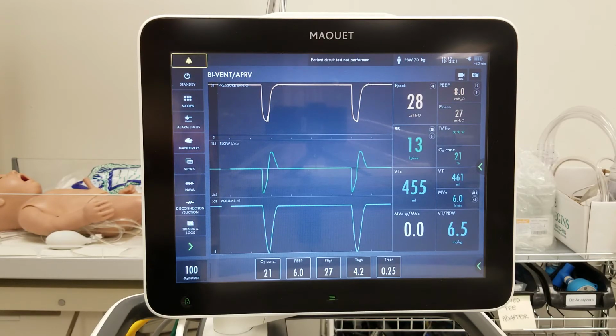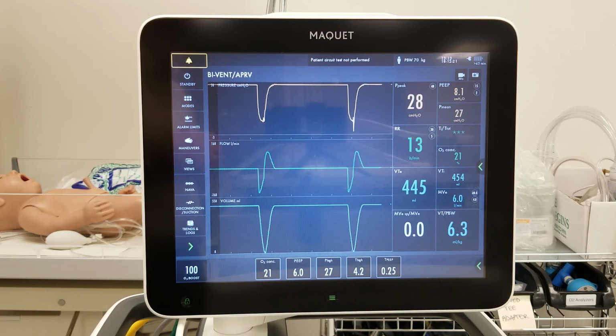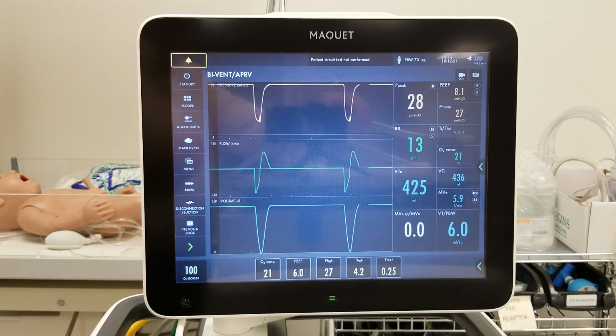And in these patients, sometimes because we're using very high pressures, when their compliance improves, we actually can run into major problems because they end up getting tidal volumes that are far in excess of what they should. So we got to monitor carefully and turn down pressures rapidly as lung compliance improves.